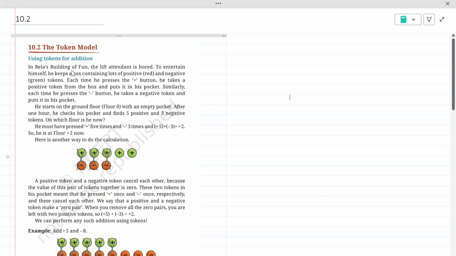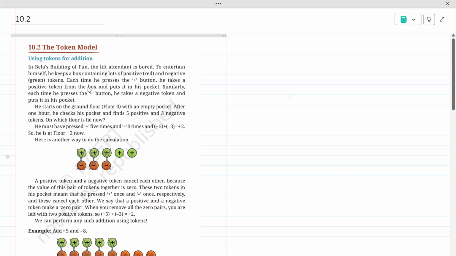So, in Bella's building of fun, the lift attendant is bored. To entertain himself, he keeps a box containing lots of positive and negative tokens. So, there is a lift man who has kept a box of tokens with him. The green tokens are positive tokens, and the red tokens are negative tokens. They are minus tokens, and the value of each token is the same.